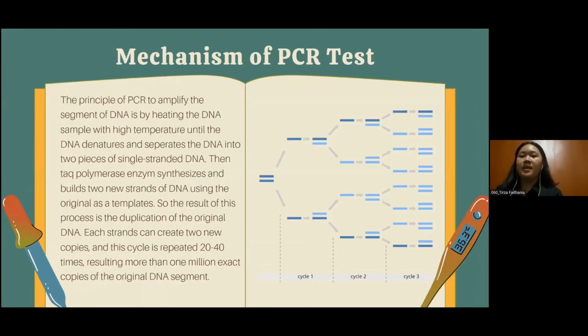The principle of PCR to amplify a fragment of DNA is by heating the DNA sample to a high temperature until the DNA denatures and separates into two pieces of single-stranded DNA. Then Taq polymerase enzyme synthesizes and builds two new strands of DNA using the original as a template. So the result of this process is the duplication of the original DNA. Each strand can create two new copies, and the cycle is repeated 20 to 40 times, resulting in more than 1 million exact copies of the original DNA segment, like the pictures shown in the slide.